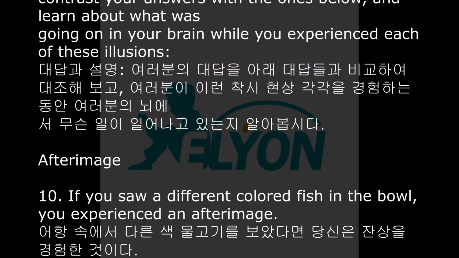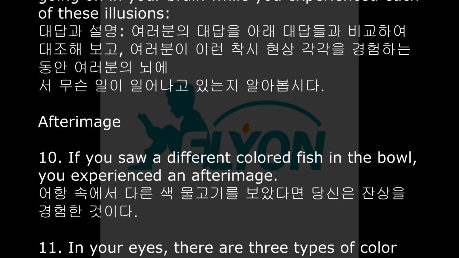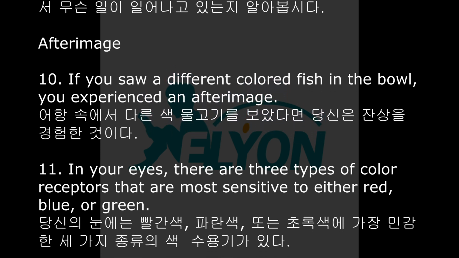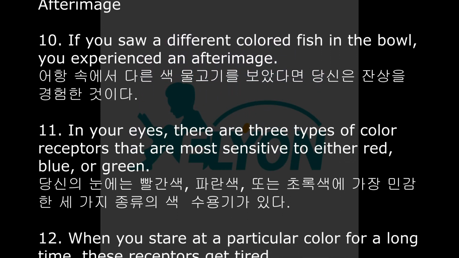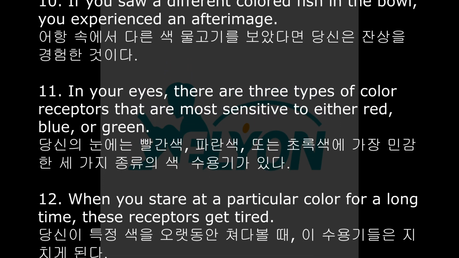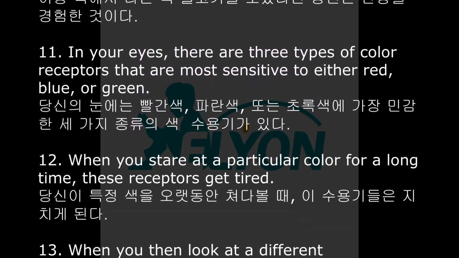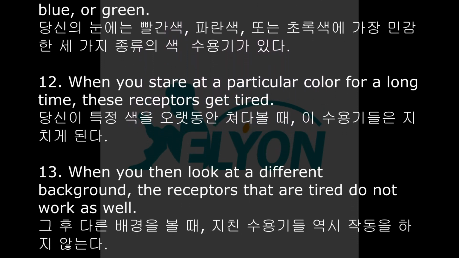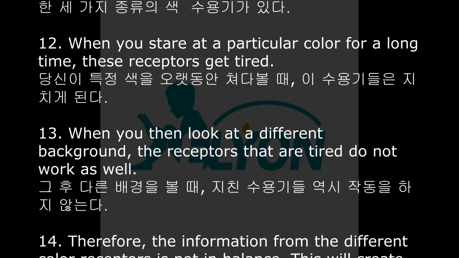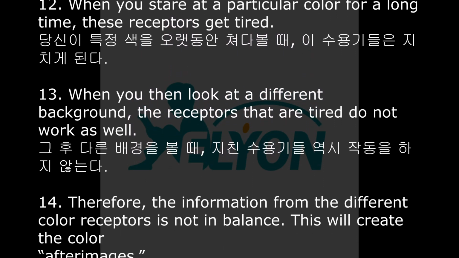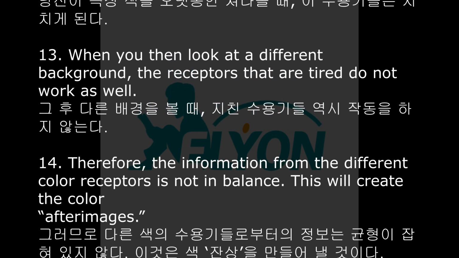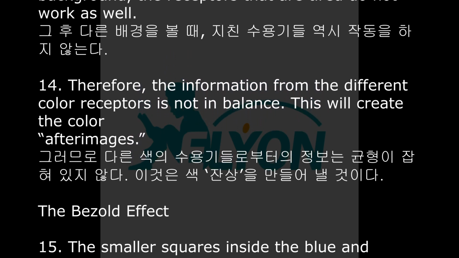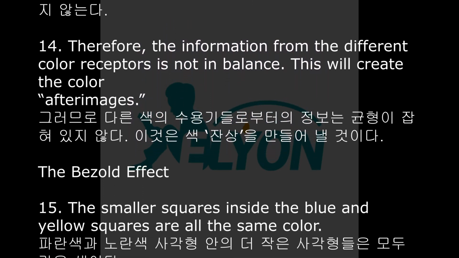1. After image. If you saw a different colored fish in the bowl, you experienced an after image. In your eyes, there are 3 types of color receptors that are most sensitive to either red, blue, or green. When you stare at a particular color for a long time, these receptors get tired. When you then look at a different background, the receptors that are tired do not work as well. Therefore, the information from the different color receptors is not in balance. This will create the color after images.